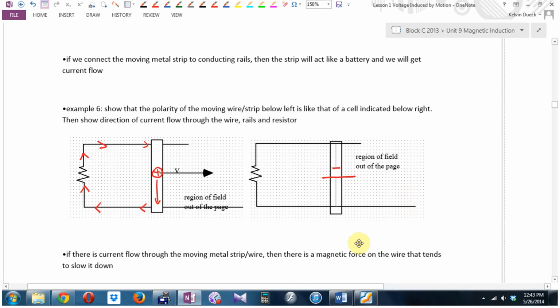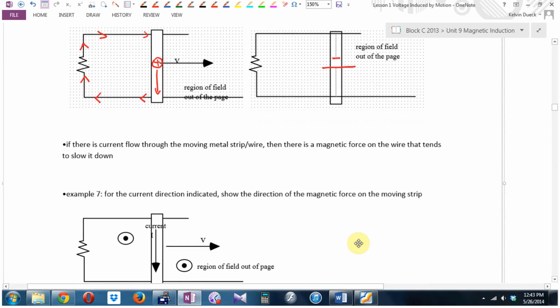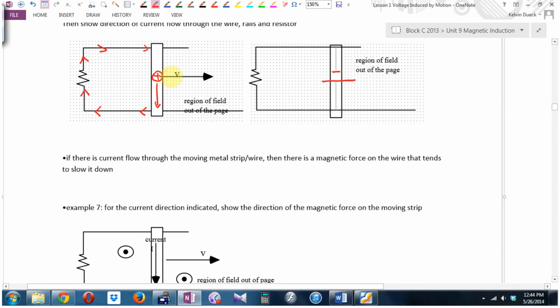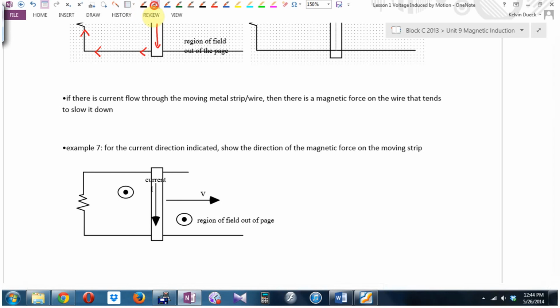If the current is moving through the metal strip, then there's a magnetic force on the wire that tends to slow it down, like I just said. Show you what I mean. As soon as you start pulling it, not only is this positive charge moving that way, what other direction is this positive charge moving? Because now it's a current, right? So, okay, draw the positive charge right here. Not only is it moving sideways, but because you've now got a continuous loop of current, it's moving down.